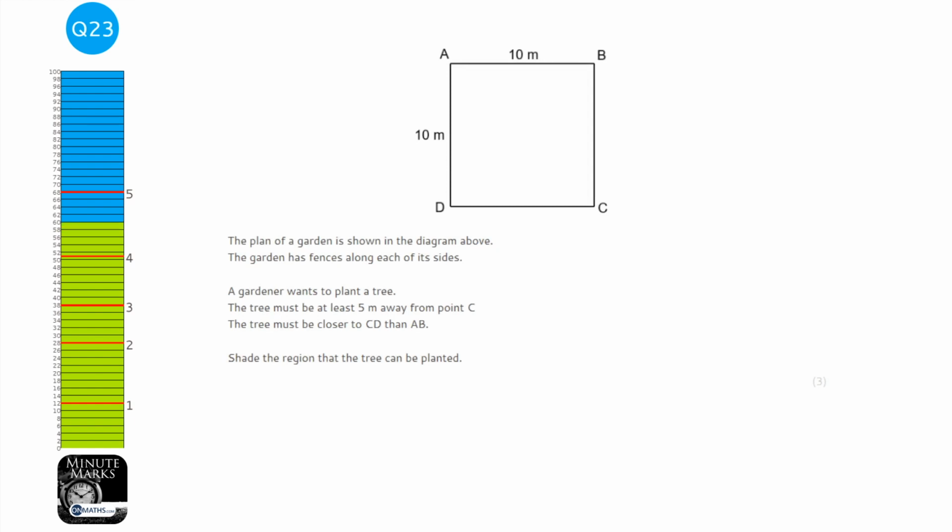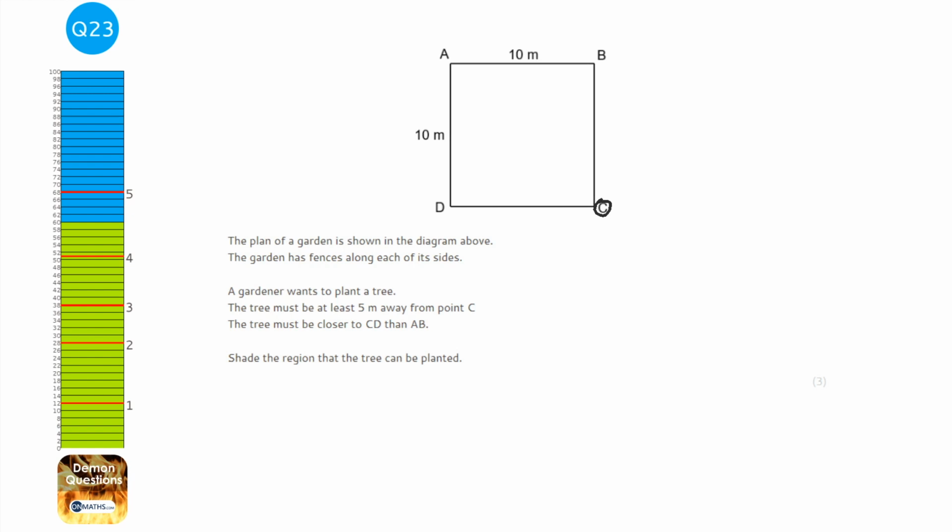Okay, so for this question, we're given a plan of a garden, and we're given a set of instructions of where the tree can be planted. So it says that we can't be any closer than 5 meters, so at least 5 meters away from point C. So that's from here. So let's have a look at that first.